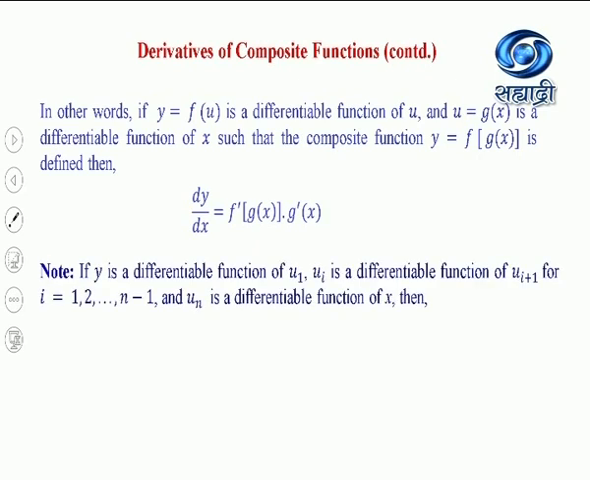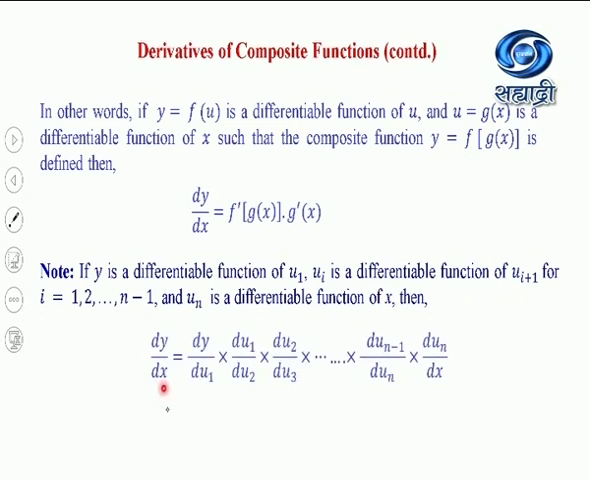Now see the note. If y is a differentiable function of u1, then ui is a differentiable function of u(i+1) for i equal to 1, 2, 3 and so on. The last term is n minus 1. Now see here, if you put i equal to 1, then what we get? u1 is a differentiable function of u2. Then if you put i equal to 2, then we will get u2 is a differentiable function of u3 and so on. Then you say that dy by dx equal to dy by du1 into du1 by du2 and so on. Means derivative of y with respect to u1, derivative of u1 with respect to u2, derivative of u2 with respect to u3, and the last term is derivative of un with respect to x.